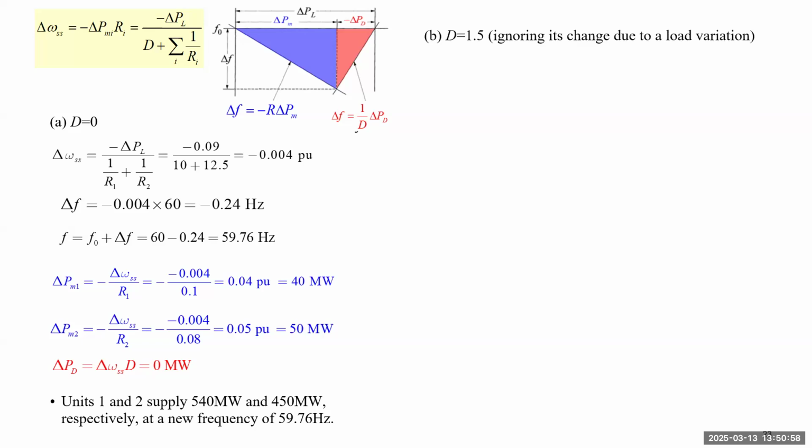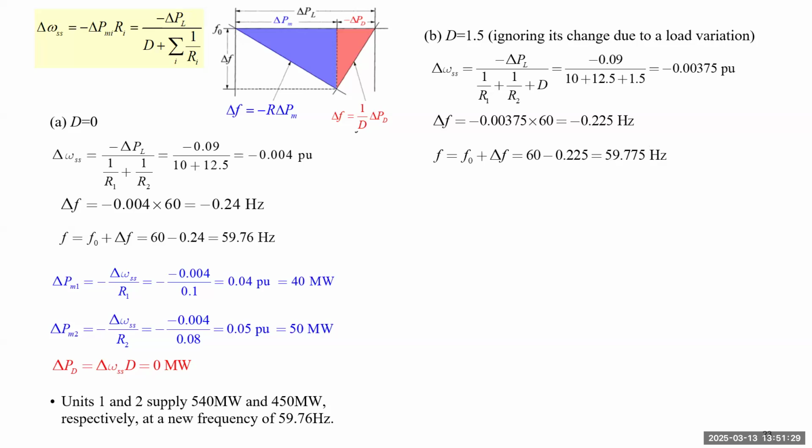For the second case, D equals 1.5, which is based on the system before disturbance. After the system has disturbance, the total load will change. But here we just assume the D will stay about the same because the load change is very small compared to the total load. So now to calculate the steady state frequency, we have to have a D in the denominator. That will give a slightly smaller frequency deviation.